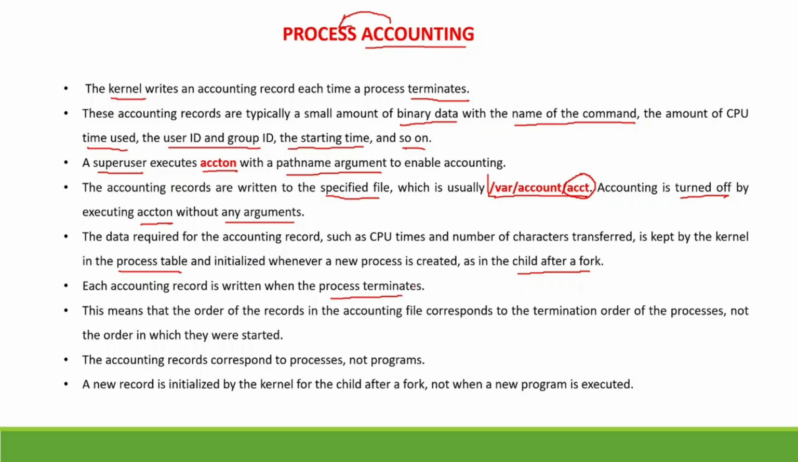Which means the order of the records in the accounting file corresponds to the termination order of the processes. The accounting records are not maintained in the order in which the processes begin their execution. The accounting record corresponds to processes, not programs, and a new record is initialized by the kernel after a fork system call and not when the program is executed. These are some of the points we need to know with respect to process accounting.